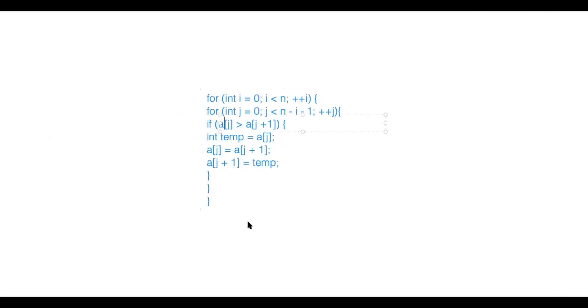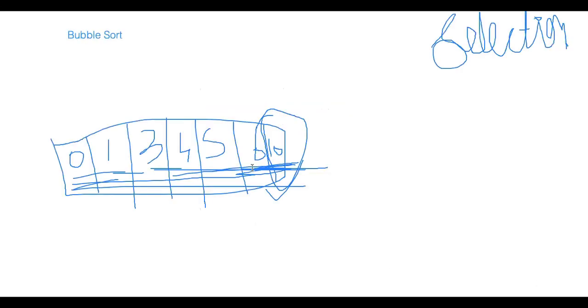Because we are having two loops. What is the gain here? We are not using extra space, right? We are not using an extra array, right or not? So it is better than insertion sort, because in this case we are not using any space. So bubble sort is still better than insertion sort.